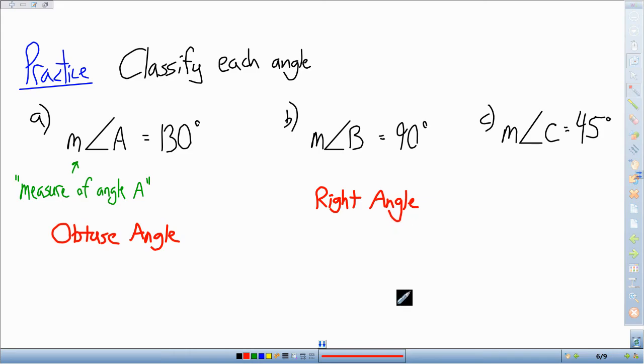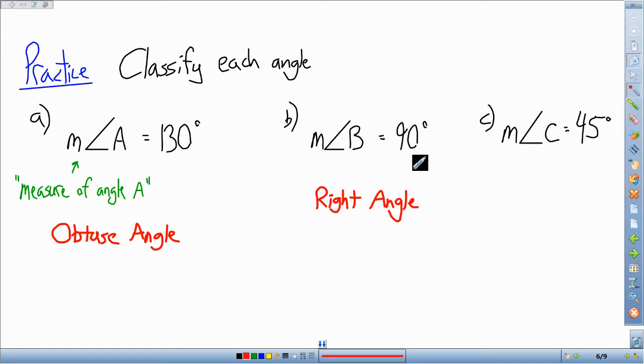Okay, and just a quick comment. What if this angle was 90.1 degrees? Would it still be a right angle? No. It would now be greater than 90 degrees, and this would now be an obtuse angle, right?